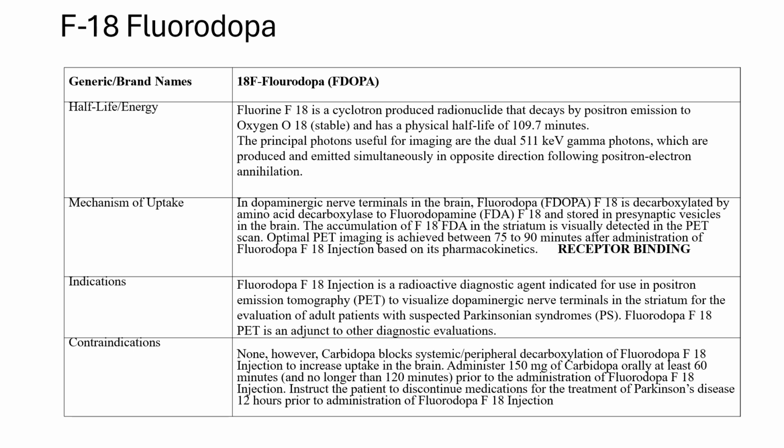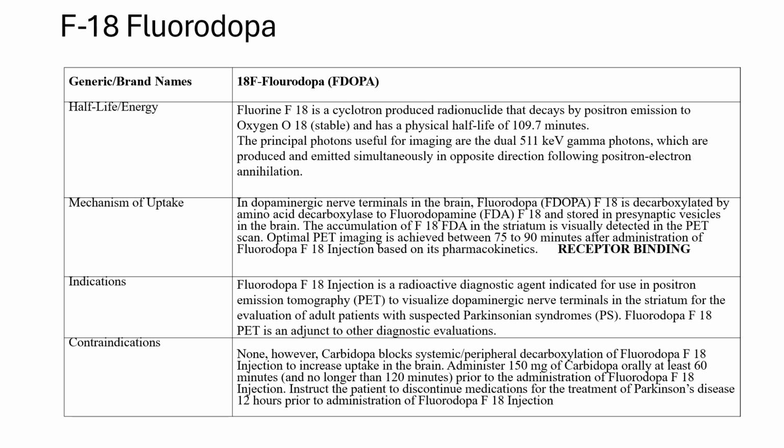And the mechanism of uptake for F-DOPA in the dopaminergic nerve terminals in the brain is that the F-DOPA is decarboxylated by the amino acid to fluorodopamine, and it's stored in the presynaptic vesicles of the brain. So the accumulation of F-DOPA in the striatum is visually detected in the PET scan. What we're actually looking at is once it's converted to fluorodopamine, that's what gets trapped in the cells.